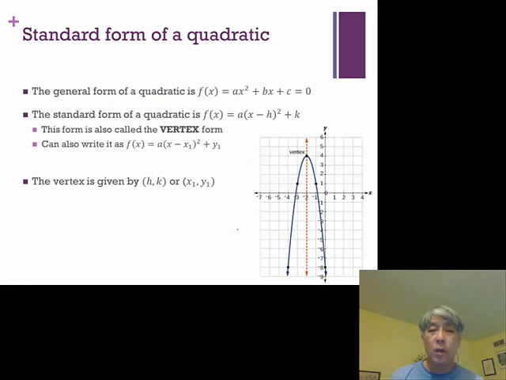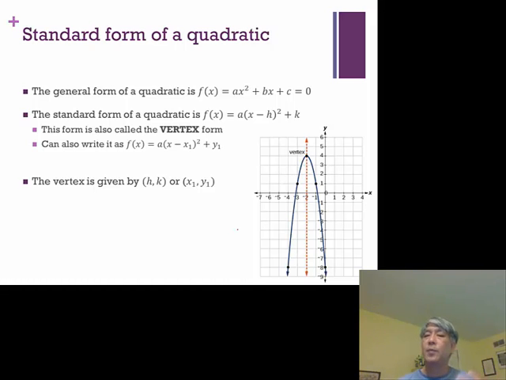Okay, so let's talk about the forms of a quadratic. We're pretty much familiar with ax squared plus bx plus c. That's the general form of a quadratic. The standard form is where f of x is equal to a times the quantity x minus h squared plus k. This is also sometimes called the vertex form because the value h comma k is going to be my vertex, where the vertex is, again, that minimum or maximum point, or the point where the parabola turns around. And so the vertex is given by that h comma k.